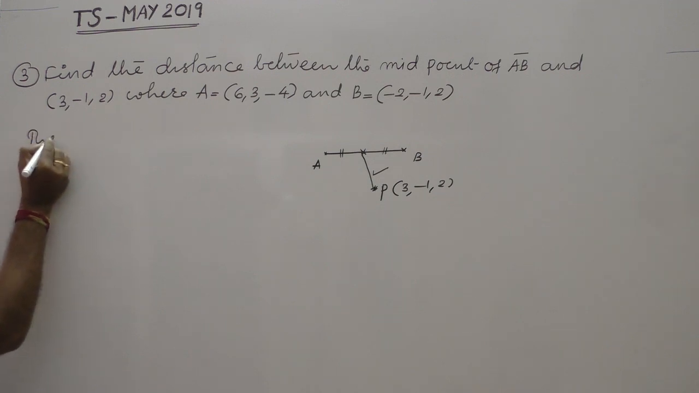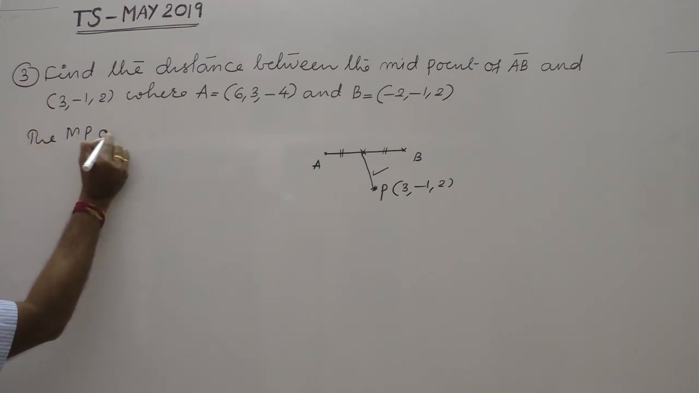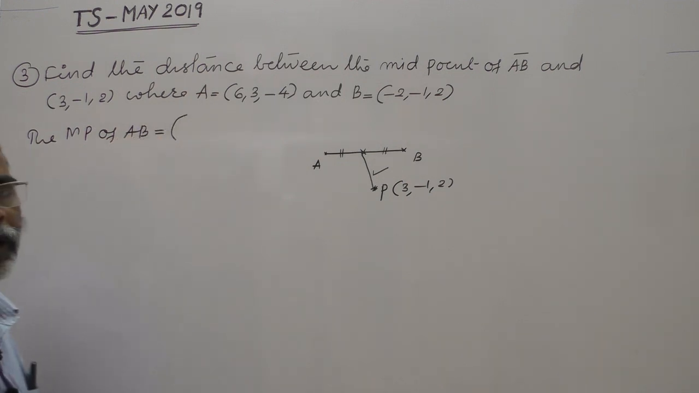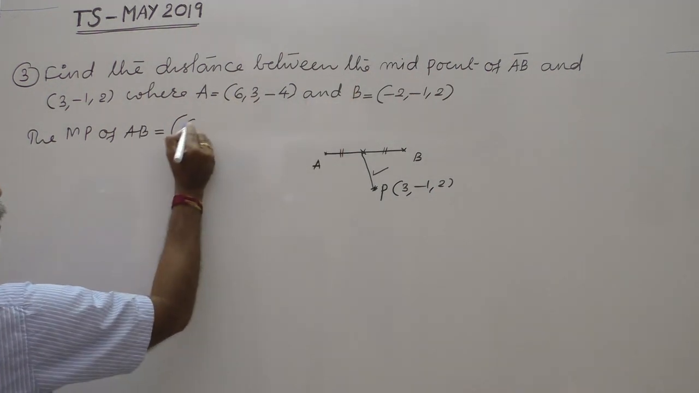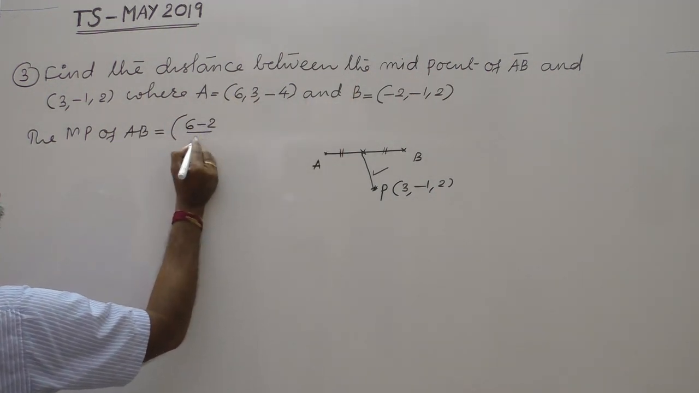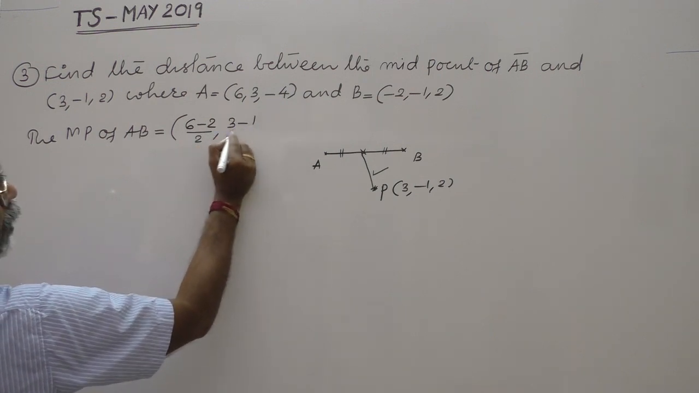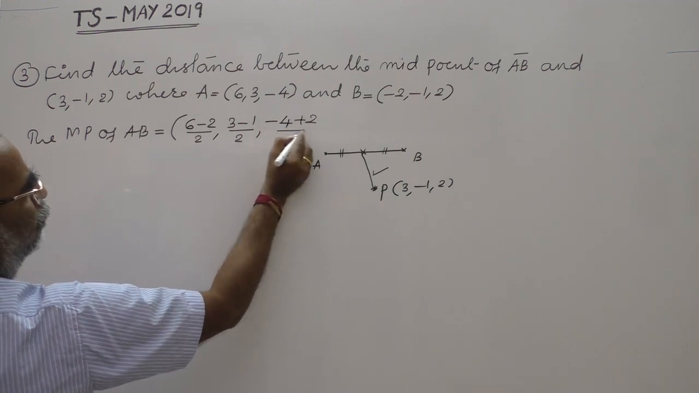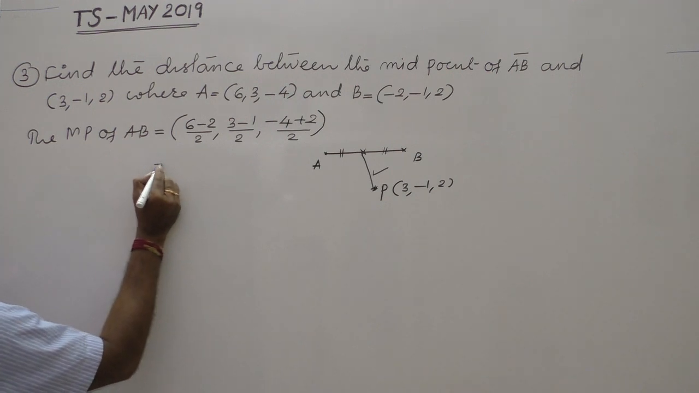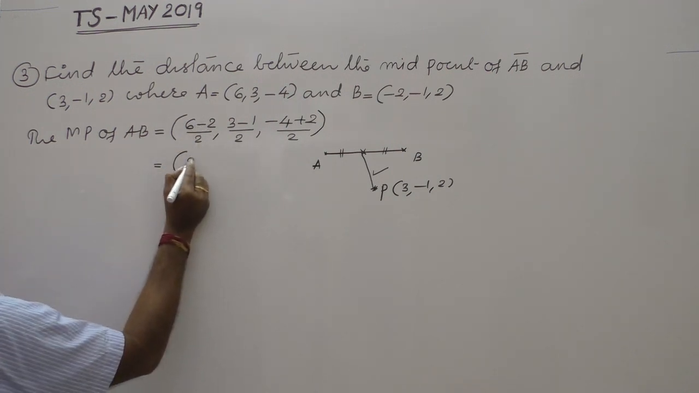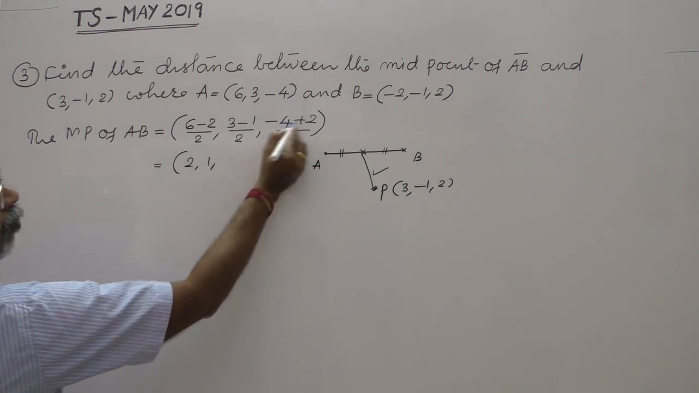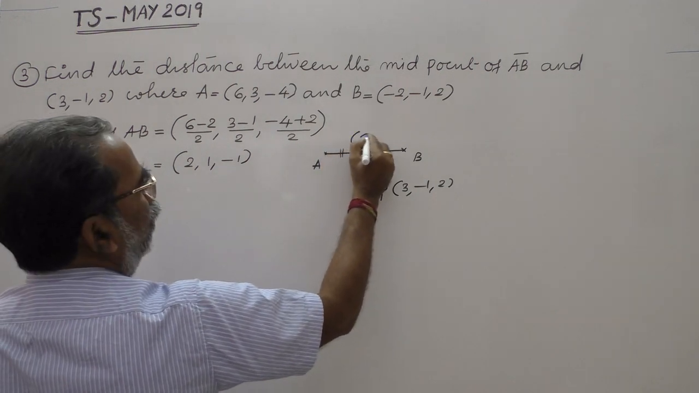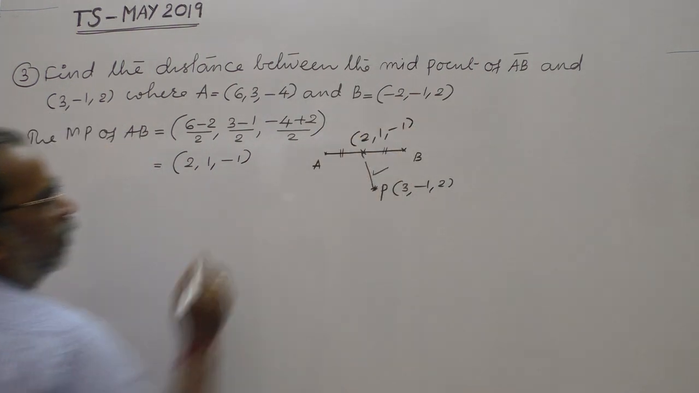Therefore, to find that, I will write the midpoint of AB. We will calculate the midpoint of AB. How to get the midpoint? x1 plus x2 by 2, 6 minus 2 by 2, y1 plus y2 by 2, z1 plus z2 by 2. On simplifying, 4 by 2 is 2, 2 by 2 is 1, minus 2 by 2 is minus 1. So this is the midpoint of AB, 2 comma 1 comma minus 1.